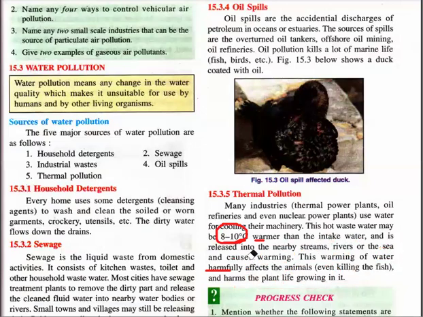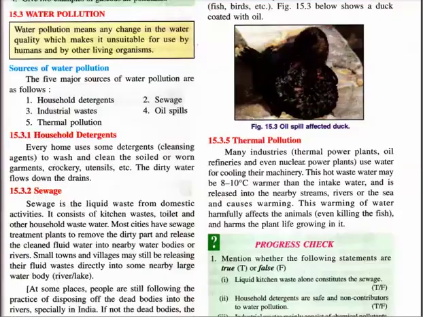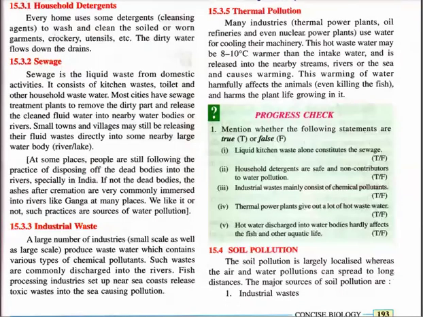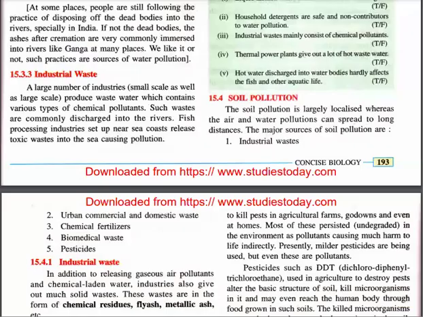Therefore, we have to give a message to them to control the bad things, whatever is happening. So soil pollution, again, we have five types: industrial waste, urban, commercial, and domestic waste, chemical fertilizers, biomedical waste, pesticides.